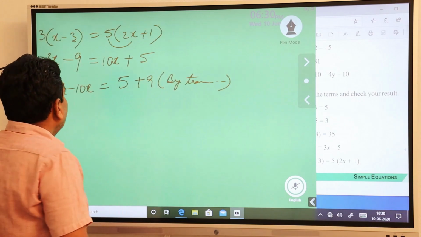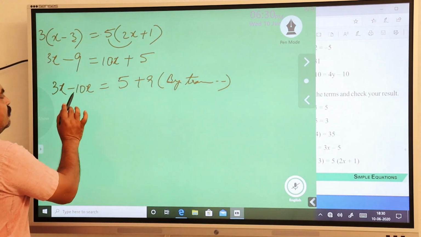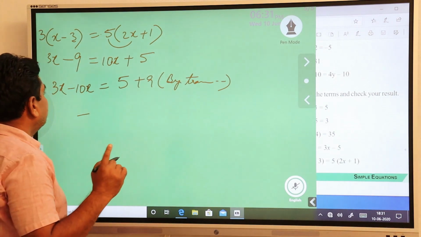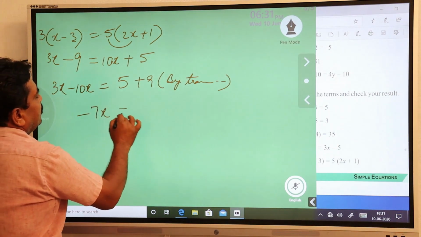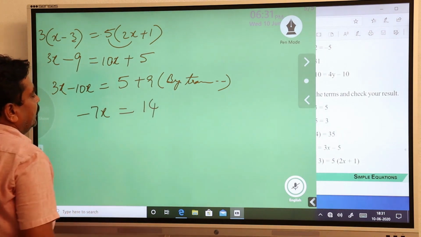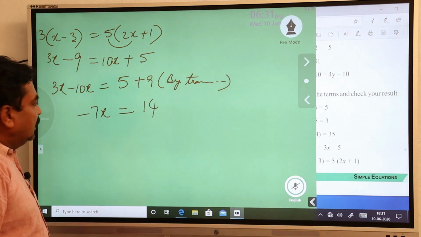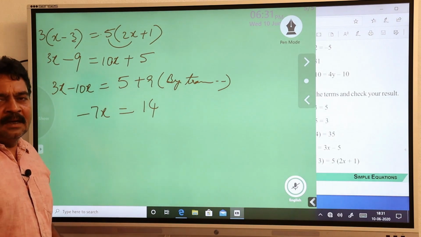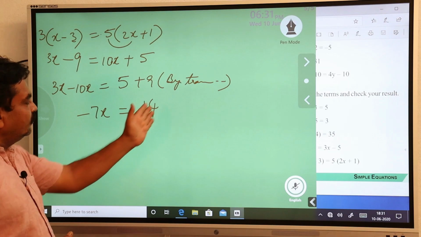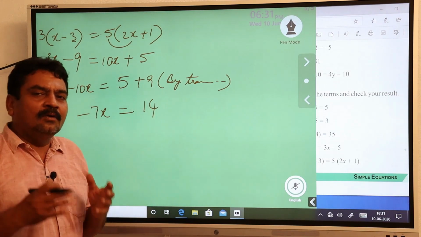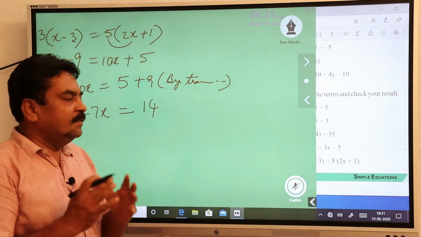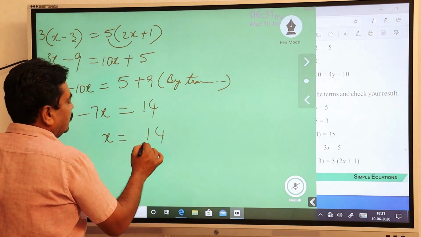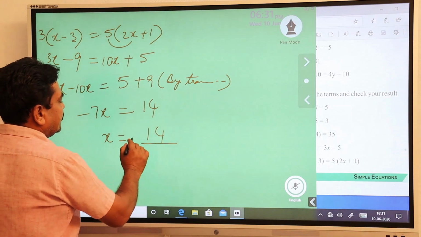Remember. Now 3x minus 10x, how much is it? Minus 7x is equal to 14. Here you have a variable along with a number, minus 7. That also you have to transpose. We have to get only the variable value, that is the x value. So x is equal to 14 by minus 7.